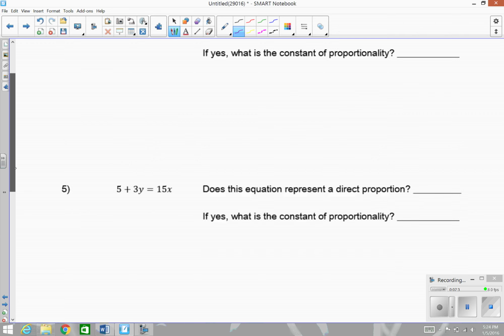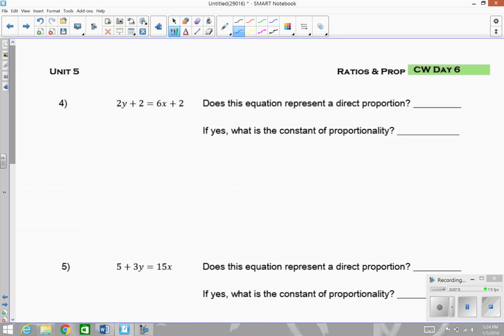Okay, do your best. Rewind, rewatch, look at the notes you just took, and I will go over them tomorrow. Jot down any questions you have.